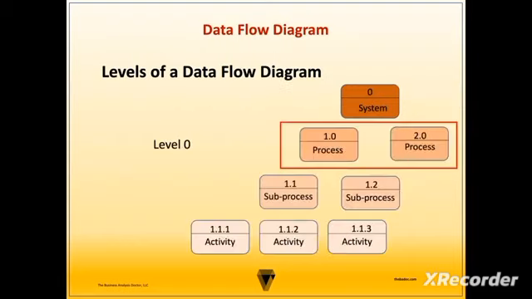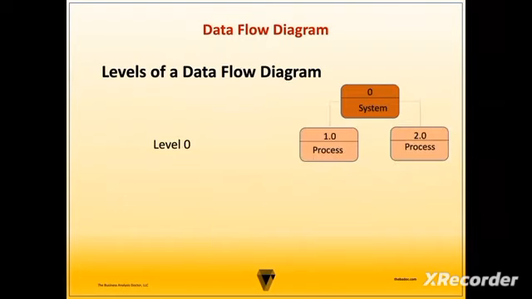The next DFD level is level 0. This level decomposes or explodes the entire system into the main or primary processes within the system of the context diagram.